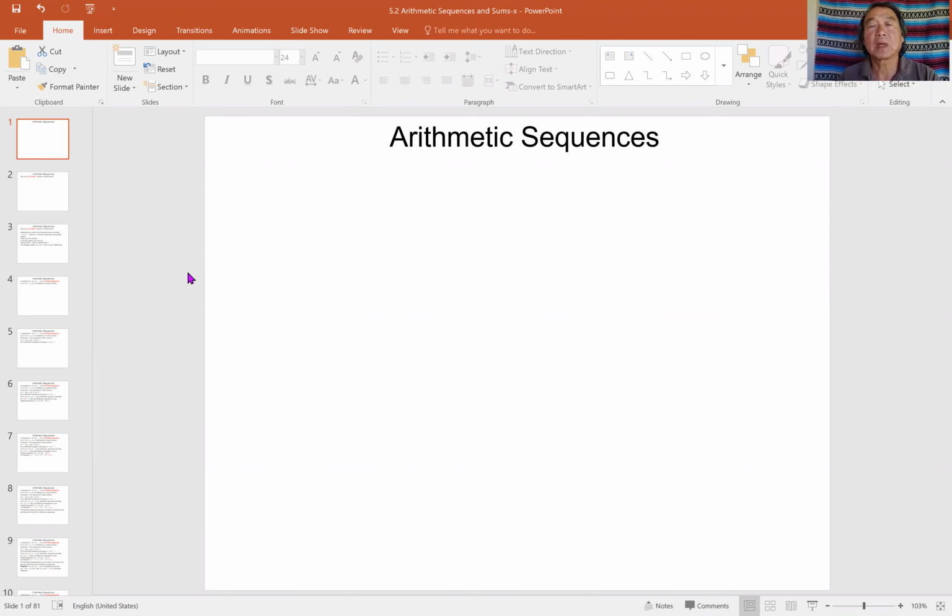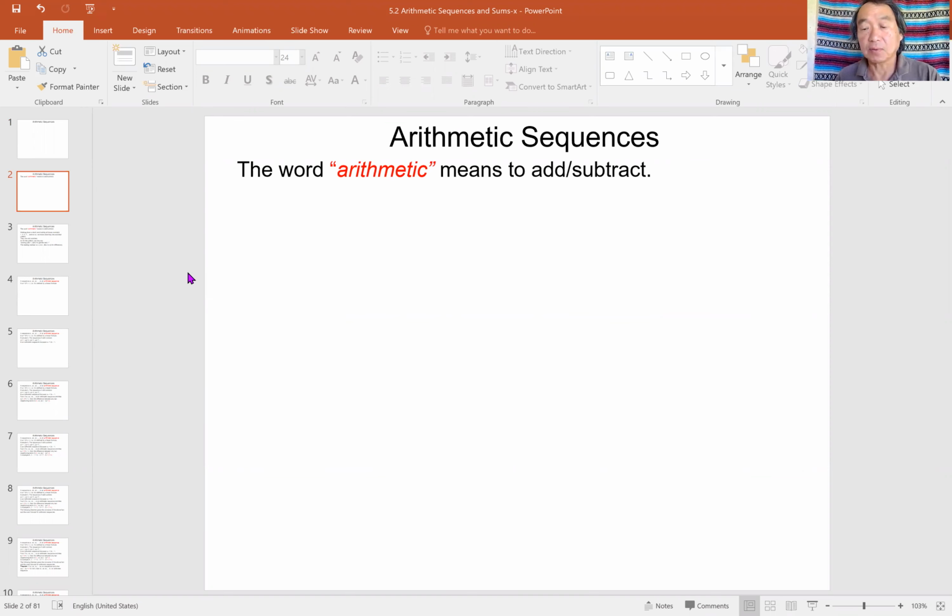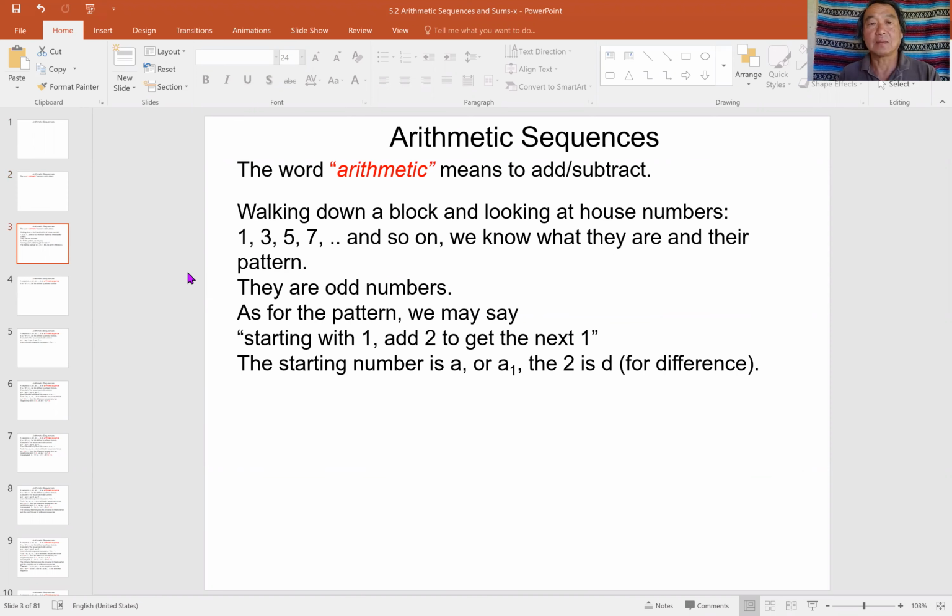Arithmetic means to add or subtract. Here's an example. If I'm walking down a block and looking at house numbers 1, 3, 5, 7, etc., and I ask you to describe what you see, you say, oh, I see a pattern. And what is the pattern?